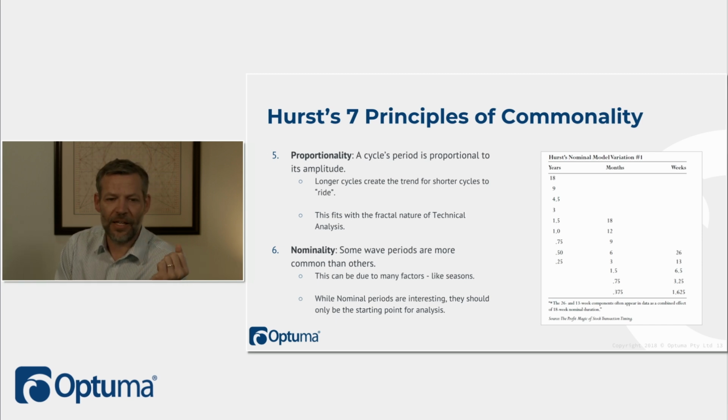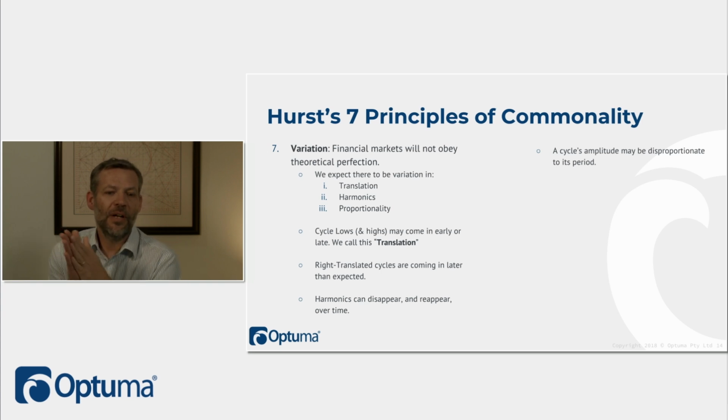So the nominality there. Variation: financial markets will not obey theoretical perfection. I think I've said that now enough times. It would be nice if they did, but that doesn't mean that this work isn't something that should be pursued, because these cycles really are an important part of research when it comes to technical analysis in this area. But we do expect there to be variation, particularly in translation.